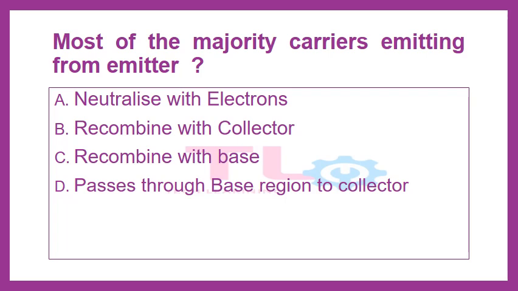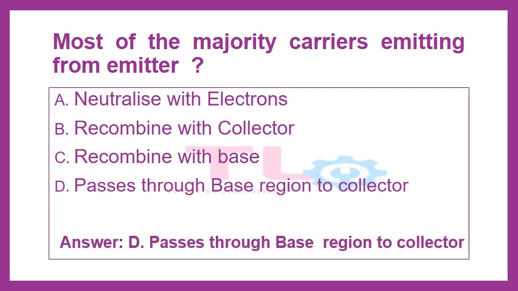Most of the majority carriers emitting from the emitter: option A, neutralize with electrons. Option B, recombine with collector. Option C, recombine with base. Or option D, pass through base region to collector. And the answer is option D, pass through base region to collector.